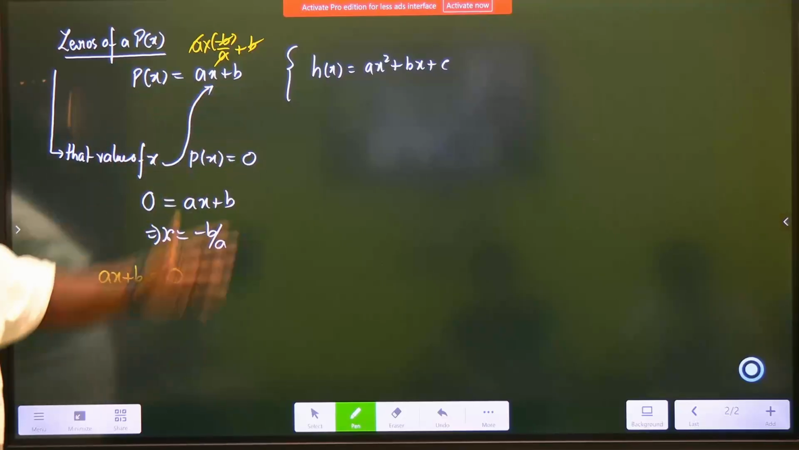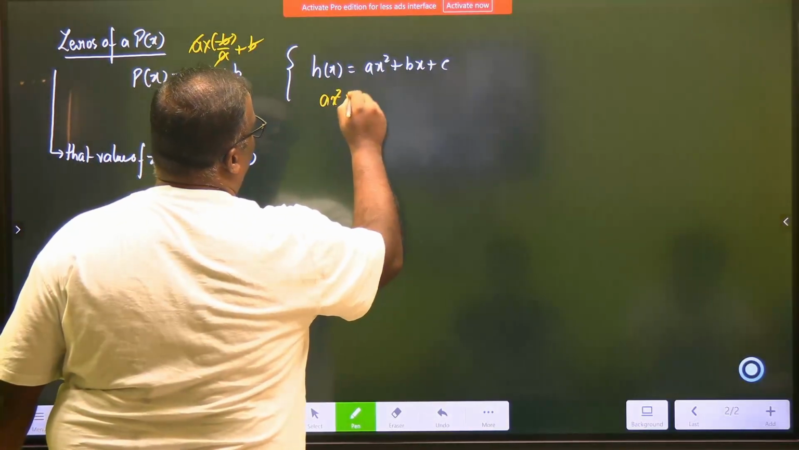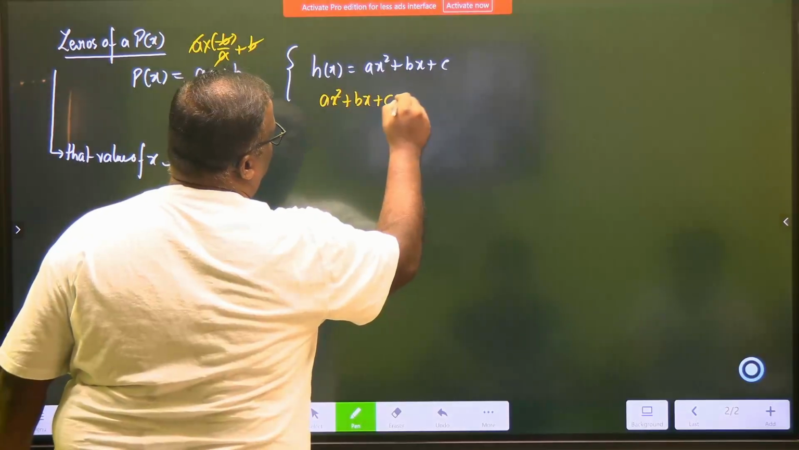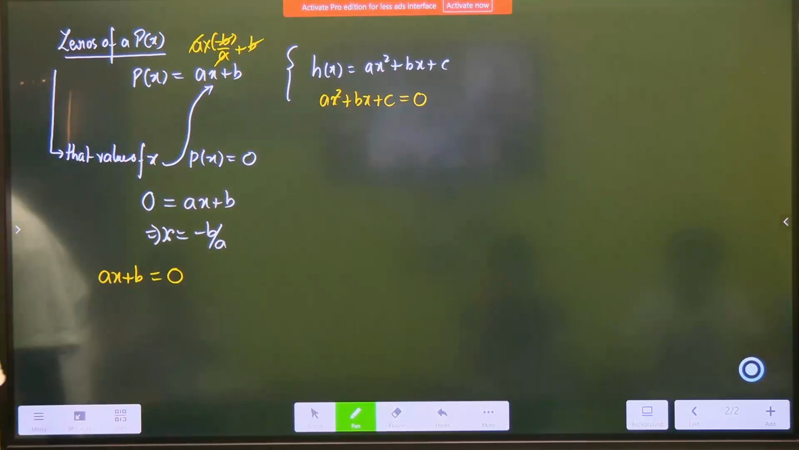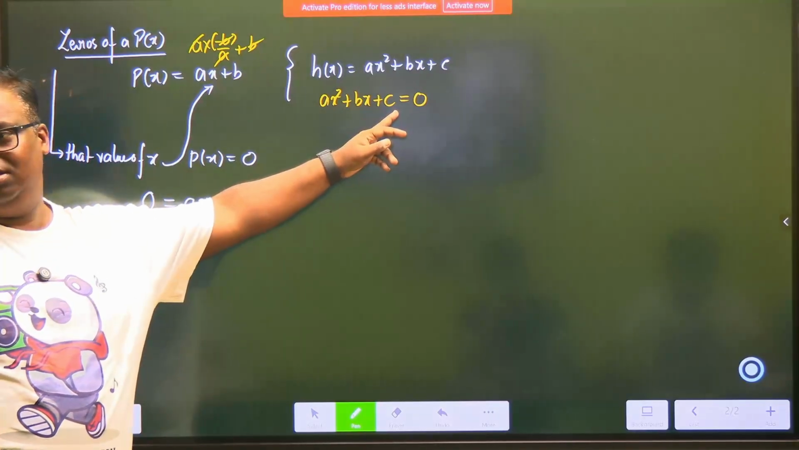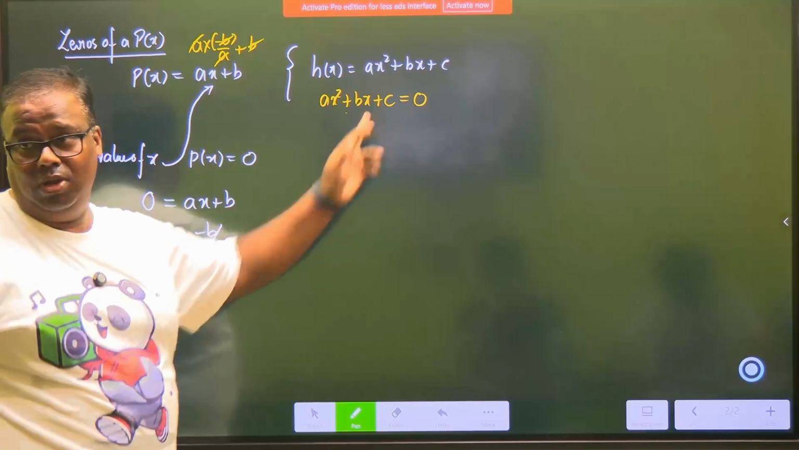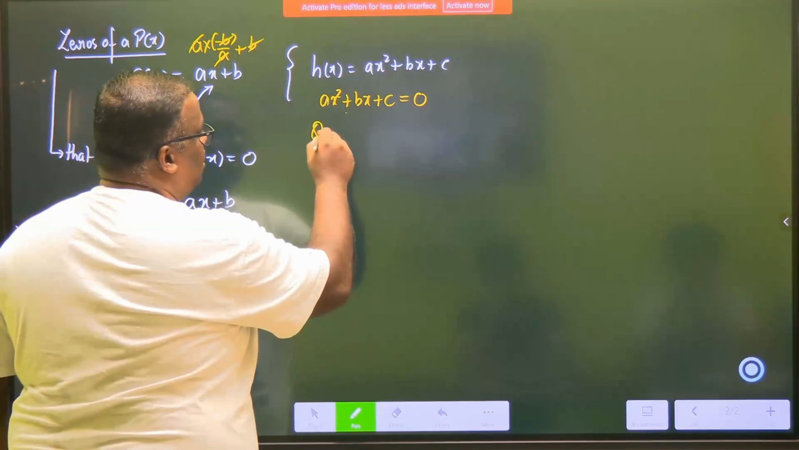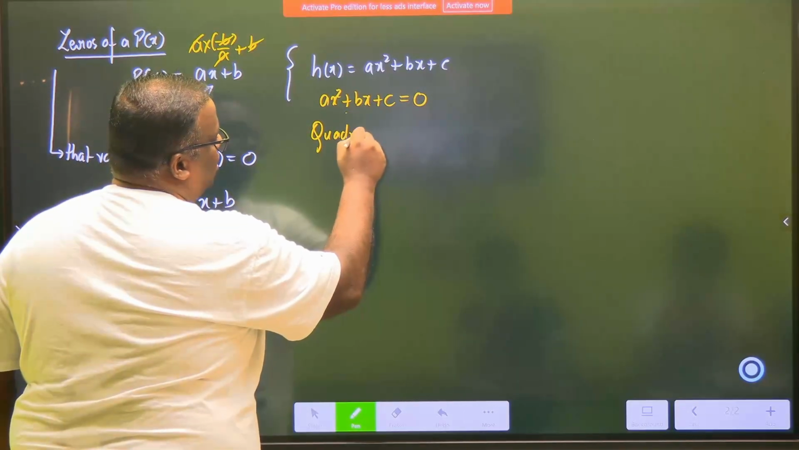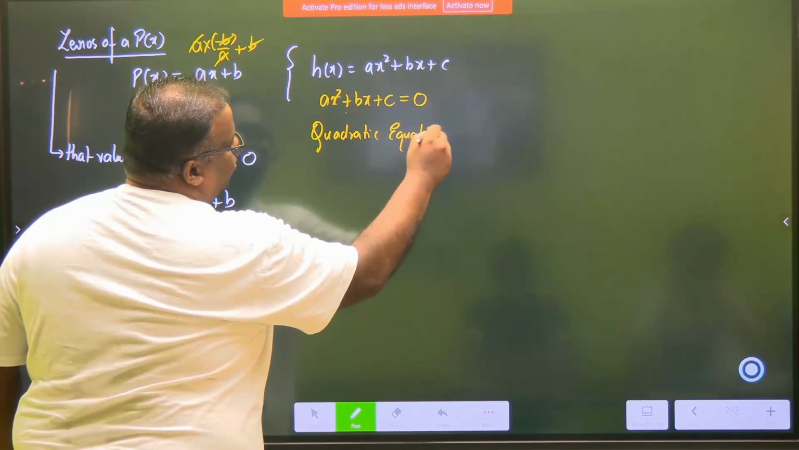But now I ask you, what is the zero of this polynomial? Then what will you do? You will equate this polynomial equal to 0. Agreed? What is this symbol? This is equal. What is this polynomial? Quadratic. And you have an equal. So this becomes what is known as a quadratic equation, the chapter which I will be teaching parallelly with this chapter. This becomes a quadratic equation.